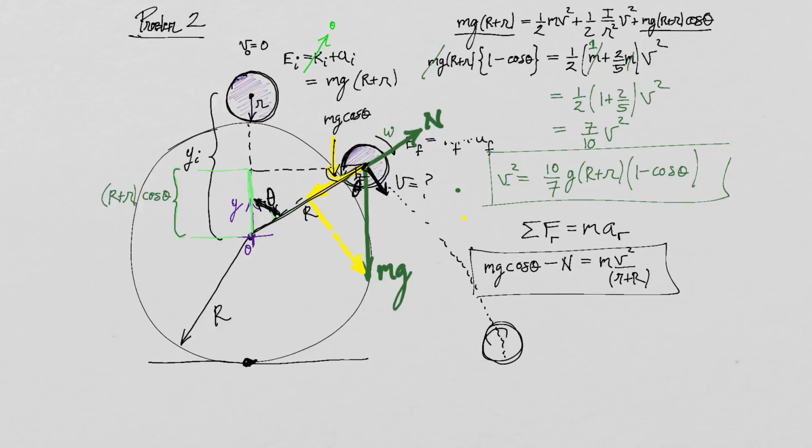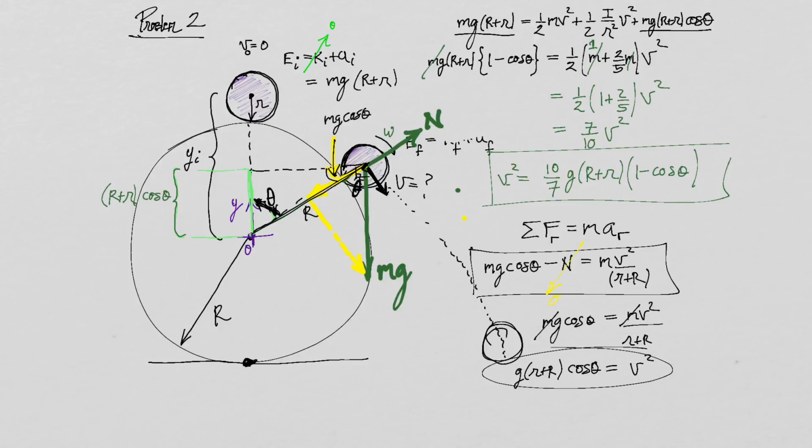Here's the key observation: the little sphere loses contact when the normal force vanishes. So when the normal force goes to 0, then the sphere loses contact. At which point we have the following relationship. mg cosine theta is mv squared divided by little r plus big R. Notice the mass drops out, and now I can solve this for v squared, and I get v squared is g times little r plus big R times cos theta.